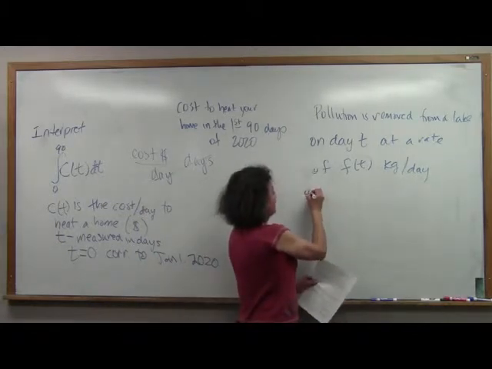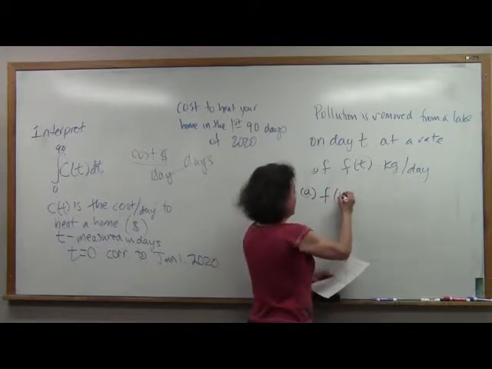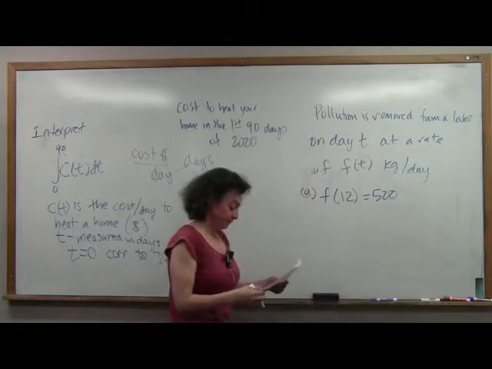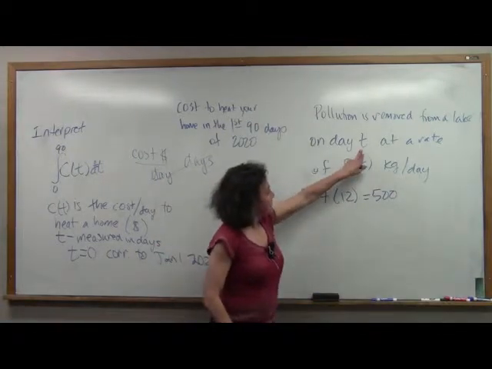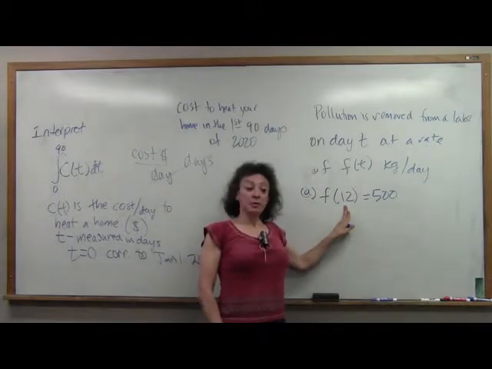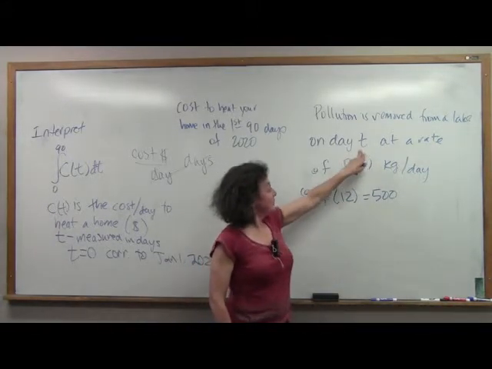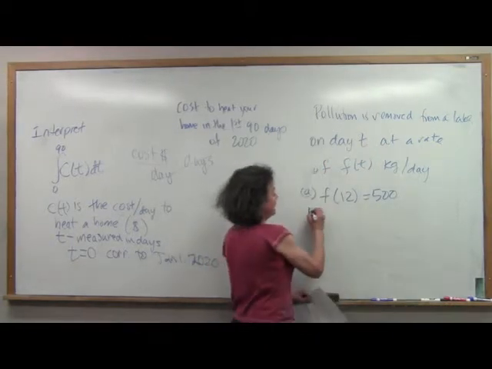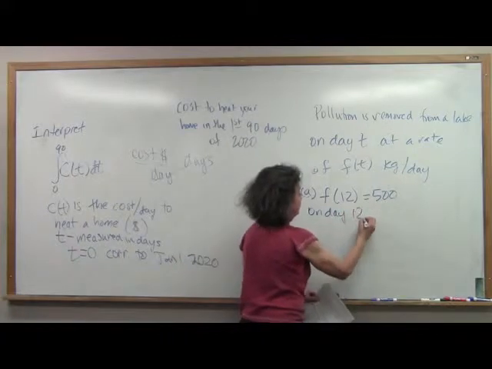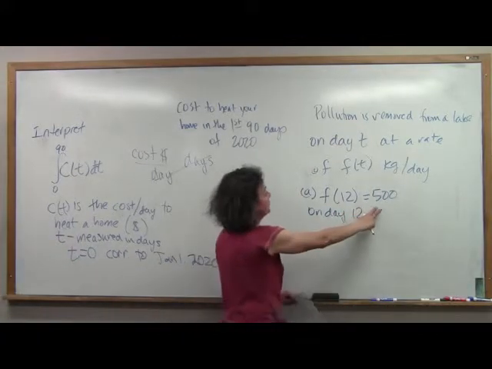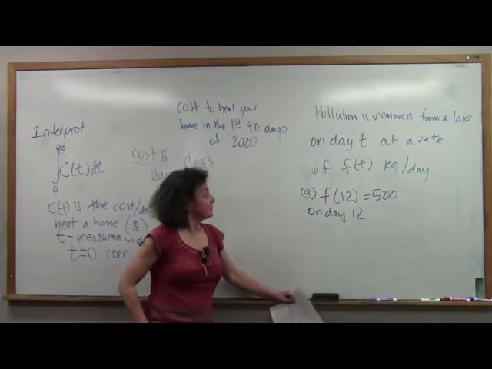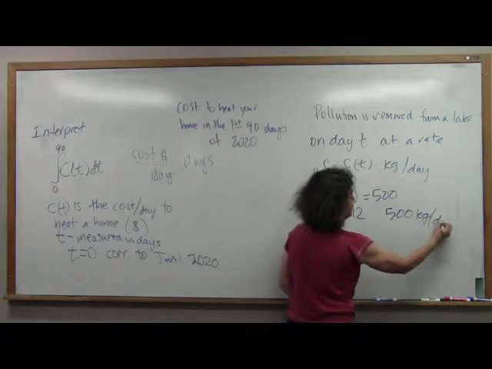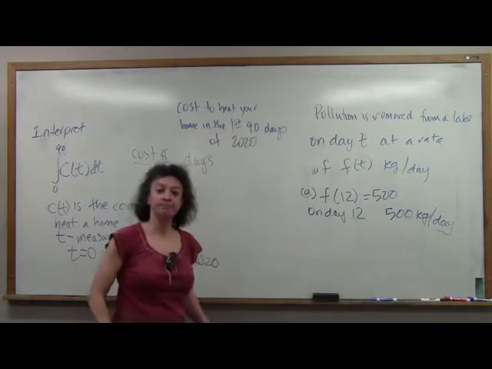So, first, let's explain the meaning of f of 12 equals 500. Notice, what are we looking at? This 12 is the days. So, doesn't this say that on day 12, well, what is this 500? They're removing 500 kilograms of pollution per day.